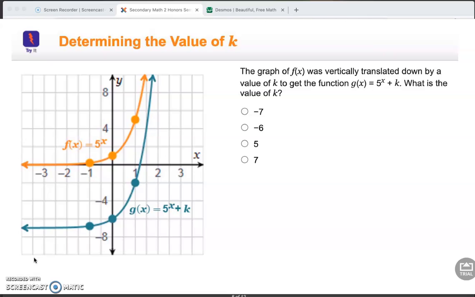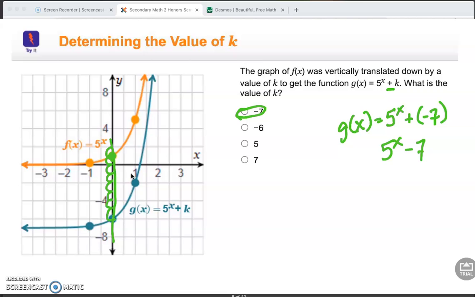So let's look at the value of k in this example. Here we have our original function, f of x equals 5 to the x, and then it's shifted down: 5 to the x plus k, and we're trying to find out what k is. Well, the easiest one I like to use is the one right on the y-axis. These are by 2's on this y-axis, so I'm going to go down 1, 2, 3, 4, 5, 6, 7. So g of x is equal to 5 to the x plus a negative 7, if we want to put it in this plus form. So what is the value of k? Well, the value of k is negative 7. If we were to simplify this, it would be 5 to the x minus 7.